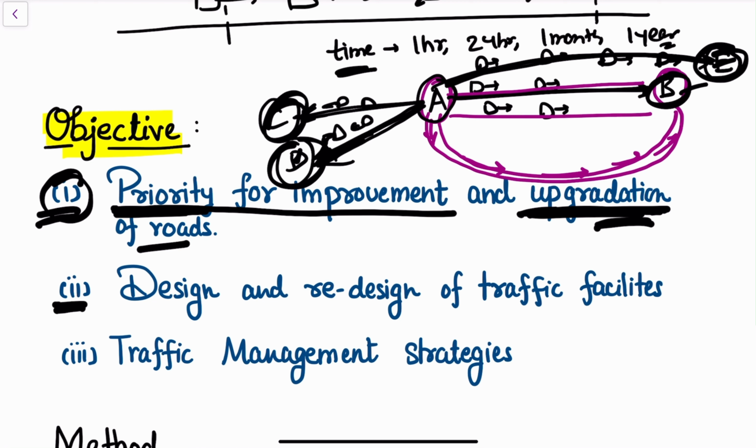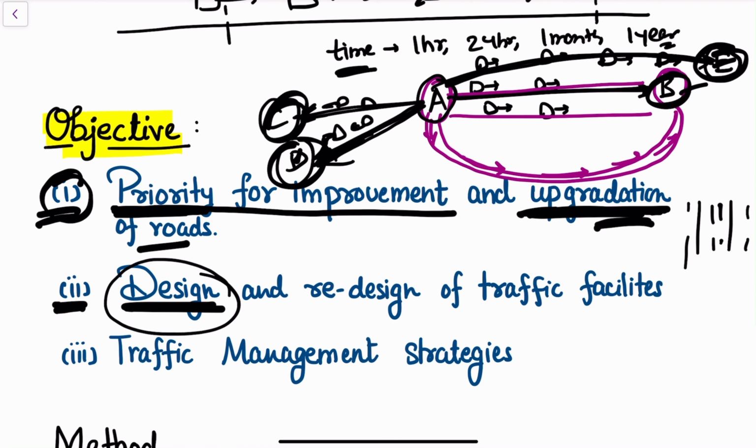Then the second objective is for the design of a new road section. What should be the width, especially in the design of a national highway or an expressway? Should we go for a four-lane national highway, or should we go for a six-lane or an eight-lane national highway? Which will be more beneficial? For designing a new road section, we need to first assess the overall vehicles and the type of vehicles that will be using this road section.